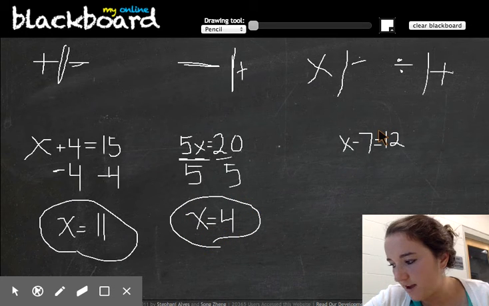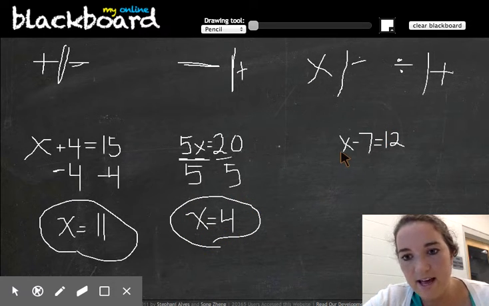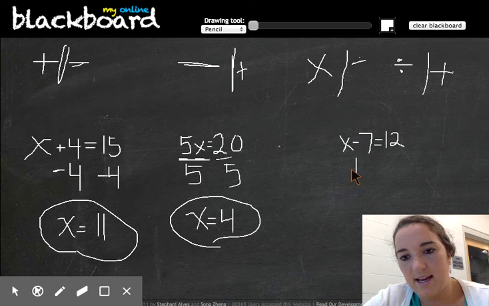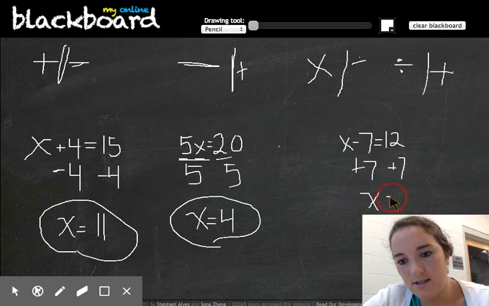For the next problem, we have x minus 7 equals 12. Again, I have x. I'm taking away 7, but I want to get x by itself. So how can I undo that minus 7? I can add 7 on both sides of the equation. So I have x equals 19.